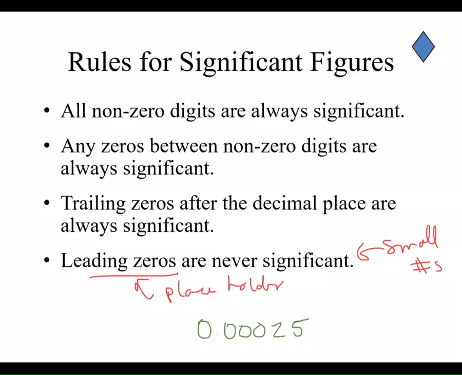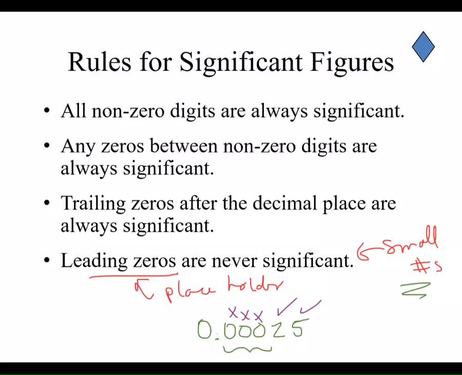0.00025. Okay, so these first 3 zeros are actually leading zeros for a small number. They're placeholders. They're important, and we need to include them if we write the answer to a problem. Okay, but they are not significant. I'm going to go ahead and put X's over them, and I'll put check marks over 2 and 5 since they are digits that are not 0.